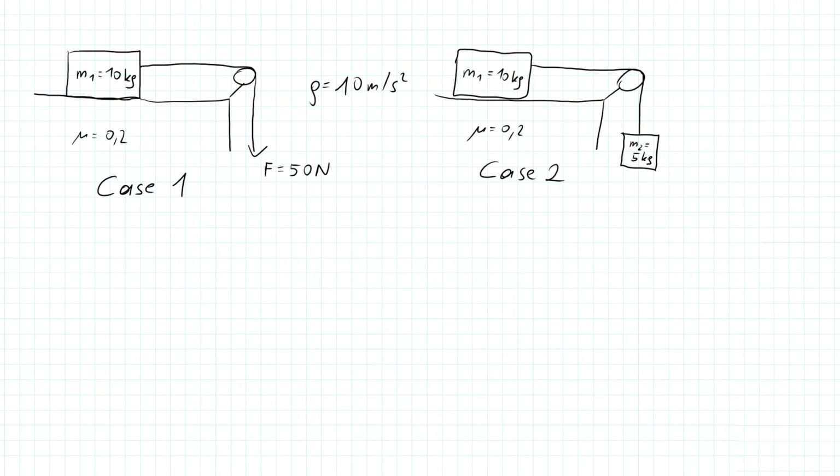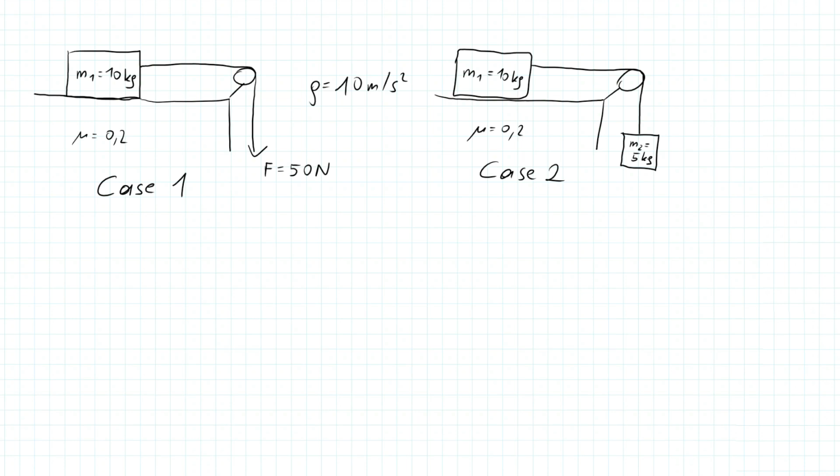Each consists of a 10 kilogram block placed on a table with coefficient of friction equal to 0.2. Attached to that block is a string that is led around a pulley at the edge of the table. In case 1, a downward force of 50 newtons is applied to the string. In case 2, a 5 kilogram block is attached to the string instead. Earth's gravitational field is acting on that second block with a force of 50 newtons, and thus one could think that these two systems are essentially the same.